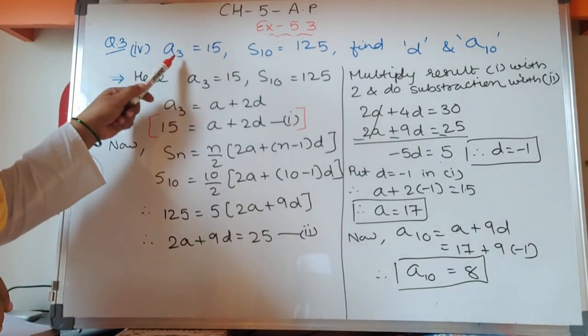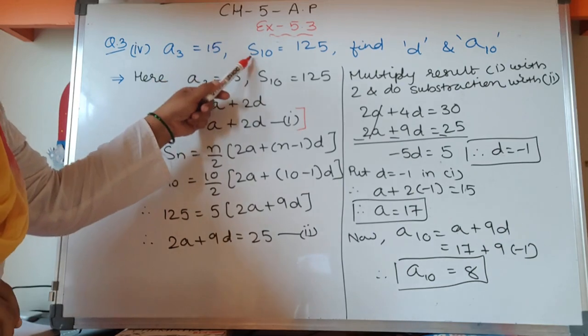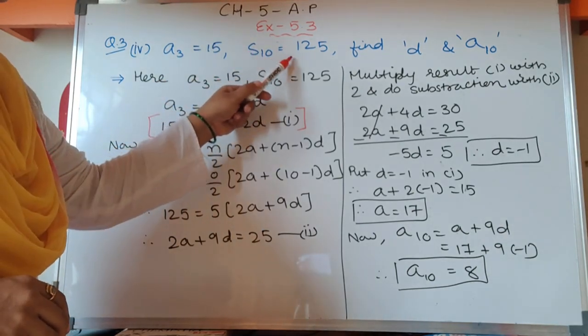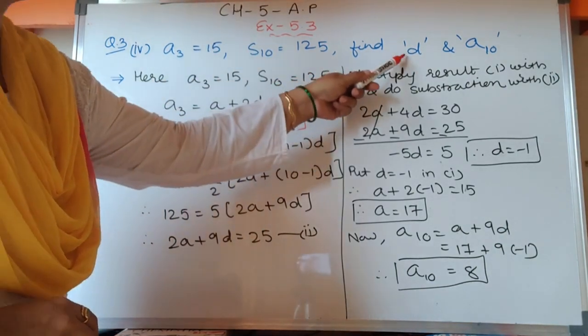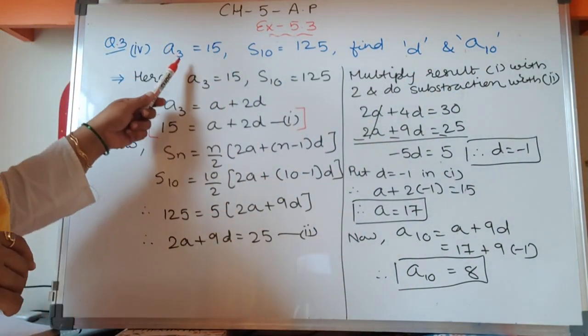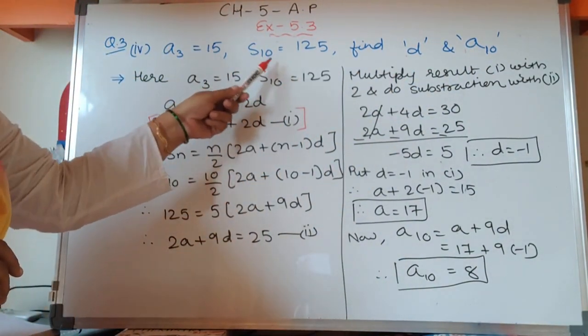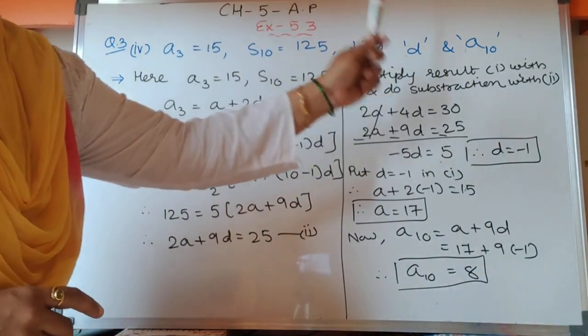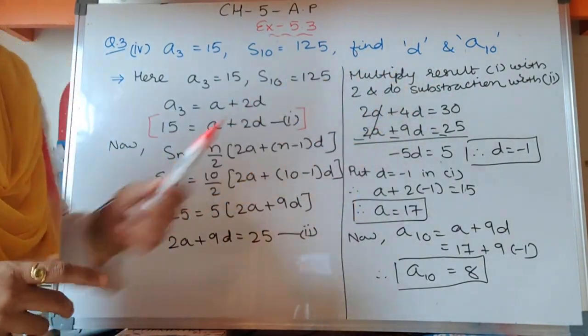Fourth one: a3 is equal to 15, S10 is equal to 125, and we have to find out the common difference and a10. Okay, here we have just two values, and out of these two values we have to find out another two, d and a10.